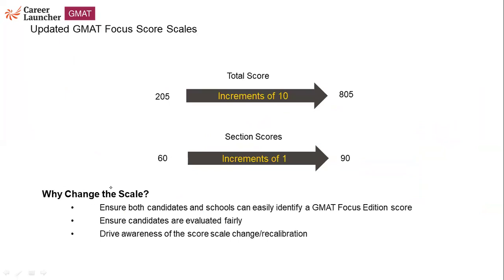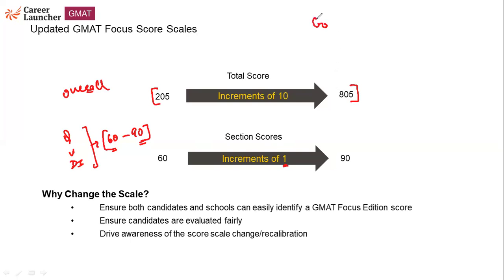Now, coming to the score, let's understand what the score gives us. So we have quant, verbal, DI. There are 3 sectional scores which are in the range of 60 to 90. Everything incorrect, 60; everything correct, 90, right? So 60 is the minimum, 90 is the maximum, with an increment of 1. Overall, it starts at 205 and goes up to 805.